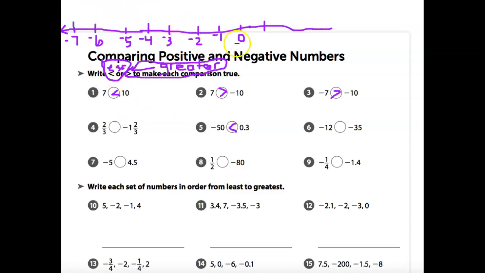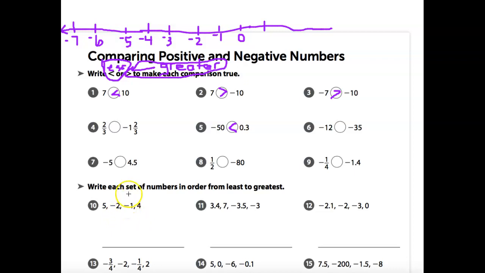If you need to, draw a longer number line on scrap paper so that you can extend the numbers. All right, so this says write each set of numbers in order from least to greatest. So least is the smallest, greatest is the biggest. Well, we already know that all negative numbers are smaller than positive, so we know that these are going to be smallest.